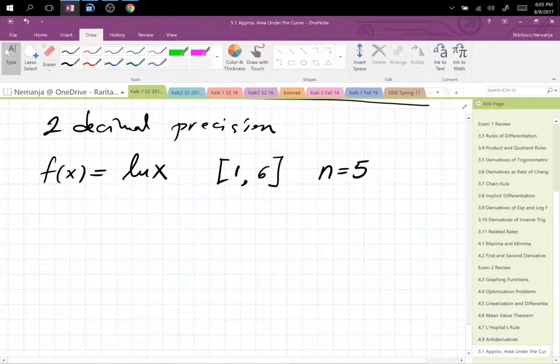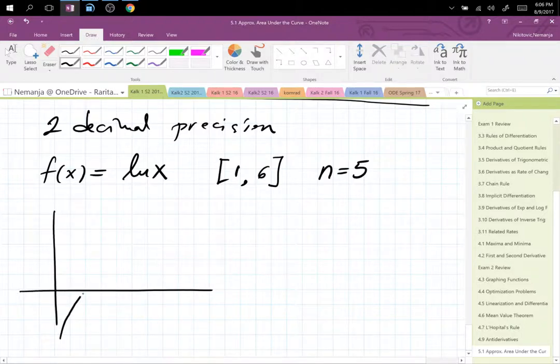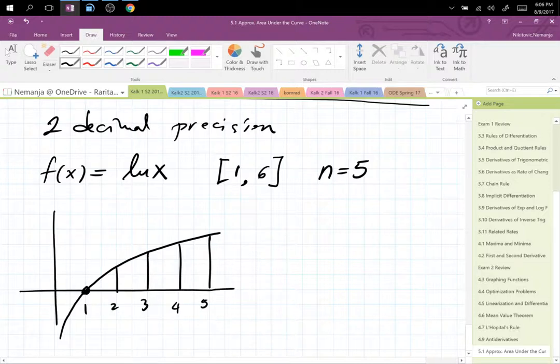All right, so 2 decimal precision on this one. We are going to draw the graph. It goes through 1, and then we have 2, 3, 4, and 5. I knew it's going to be this way because 6 minus 1 over 5 is 1, right? So delta x is 1. Easy.